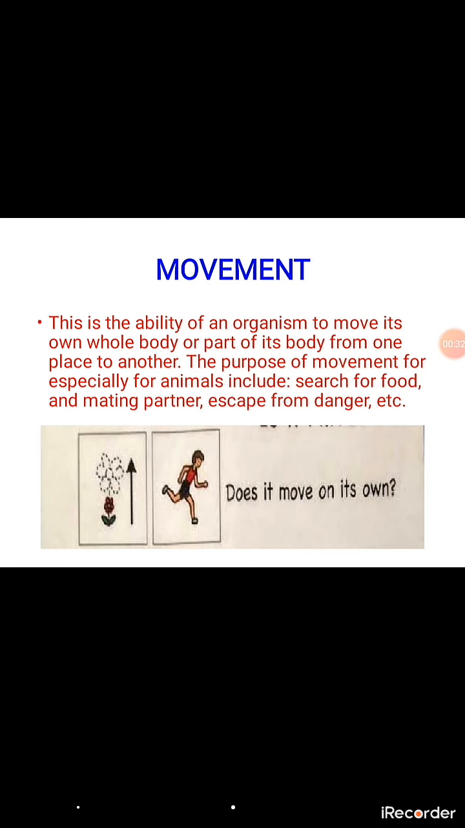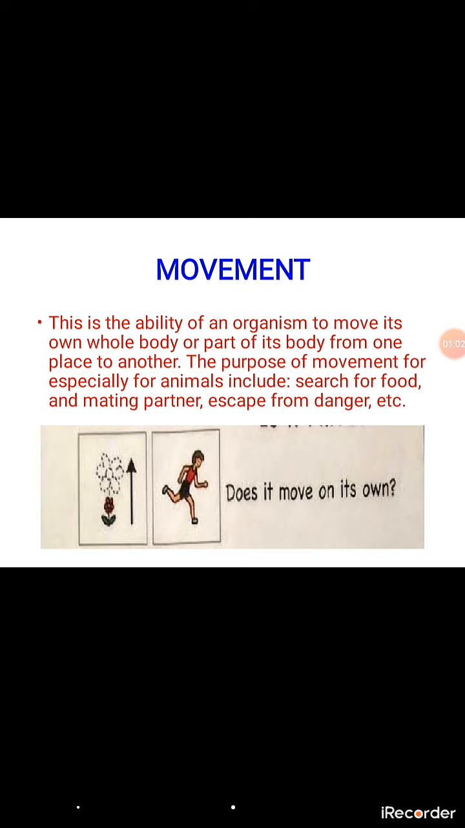What is movement? Movement is the ability of an organism to move its own whole body or part of its body from one place to the other, and this can be seen in both plants and animals. In animals, there is an unrestricted movement, while in plants they maintain a restricted movement. Plants only move by bending, while animals move from one place to the other.